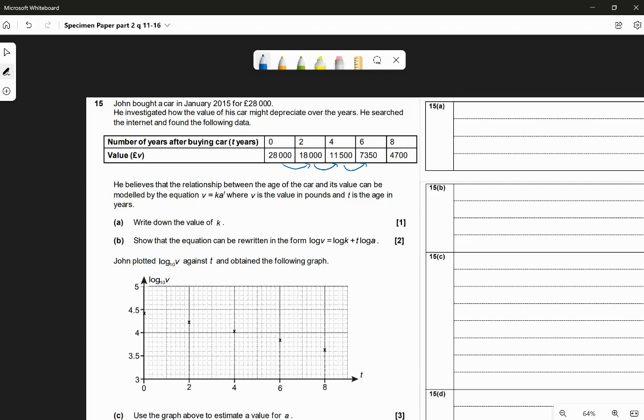Part A, write down the value of K. Well, K is very easy to find if I have the initial conditions for the exponential model.